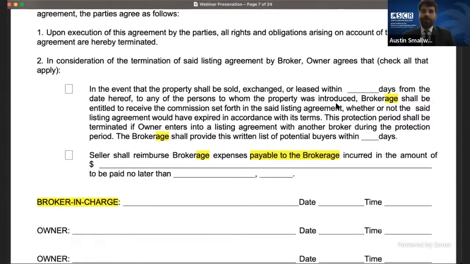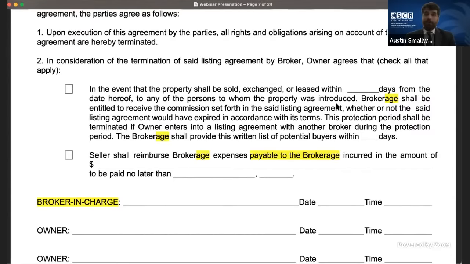For the reimbursement of costs, we made clear that those reimbursements are payable to the brokerage. They're not payable to the individual licensee. And then instead of having a broker line at the bottom, it now says broker in charge. That should also be helpful if you're using form software, because you will not have it auto-populate your broker signature from other forms.